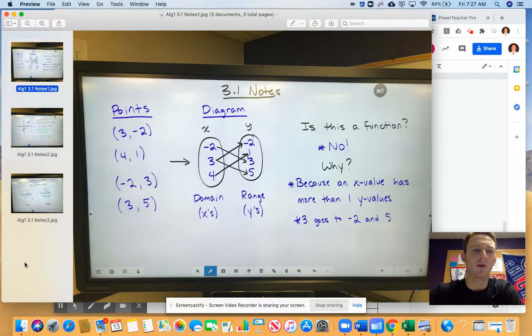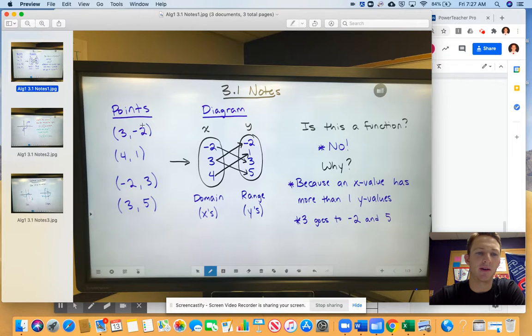All right, Algebra 1, we are moving on to domain and range to start off Chapter 3. So we have these points. They're going to give us some points, and they may even give us this diagram, but we're going to start with the points for this example. So we have (3, -2), (4, 1), (-2, 3), and (3, 5).